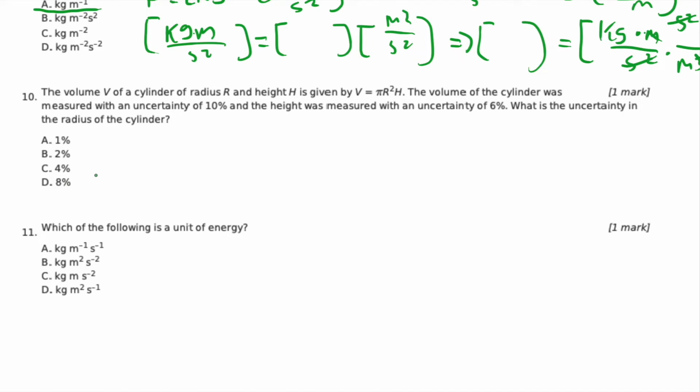The volume V of a cylinder of radius r and height h is given by V equals pi r squared times h. The volume was measured with an uncertainty of 10%, and the height was measured with an uncertainty of 6%. What is the uncertainty in the radius of the cylinder?